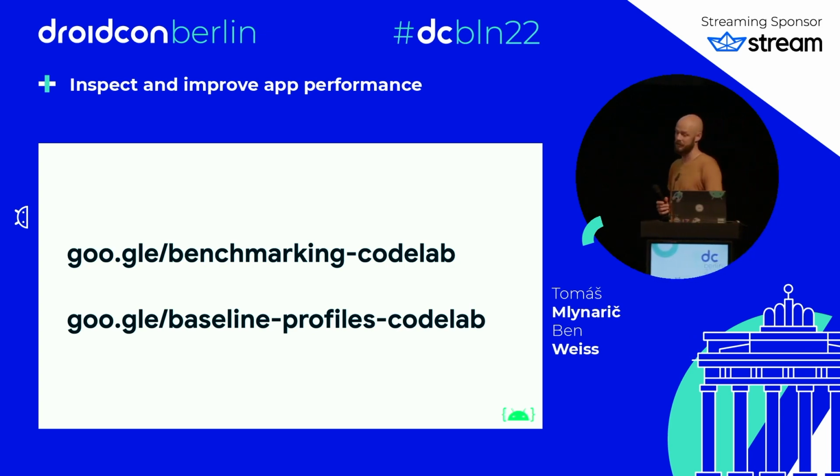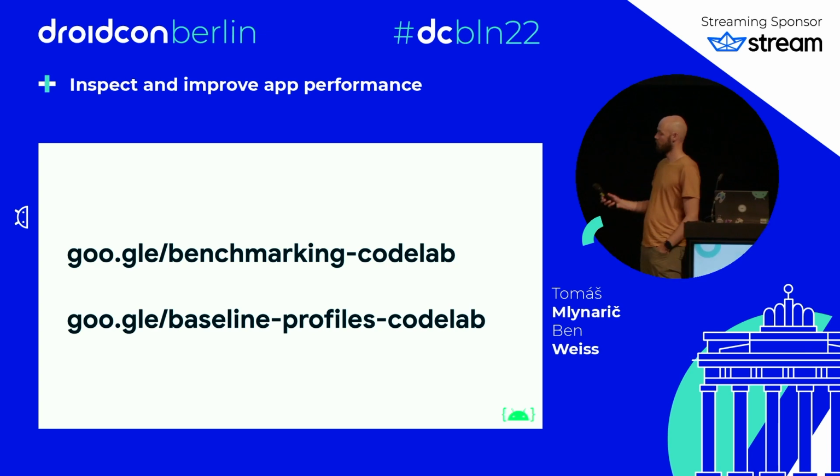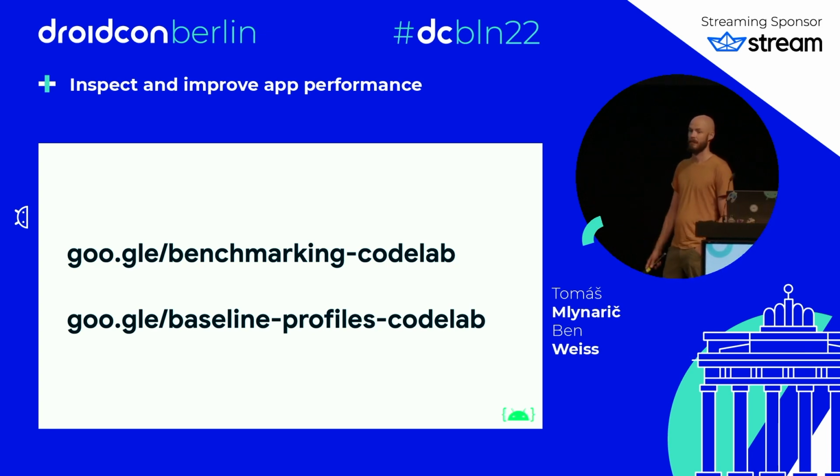So the first link, these codelabs are kind of dependent on each other. The second one is depending on the first one. So if you don't have benchmarking set up in your application, you should start with the first link. But if you're only interested in baseline profiles, then you still go with the first link, but you just need to do the first step to set up the benchmarking, and then you could skip the rest of the first codelab if that's not what you're interested in.